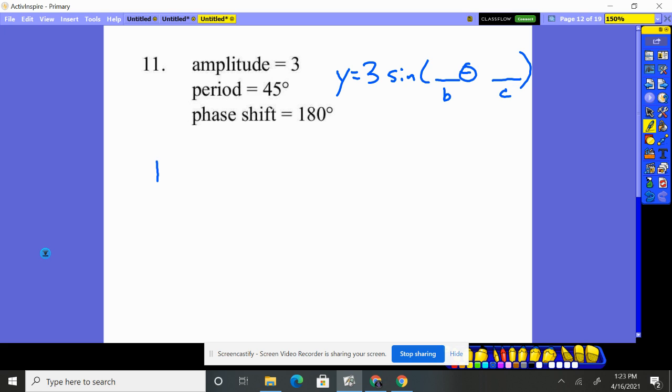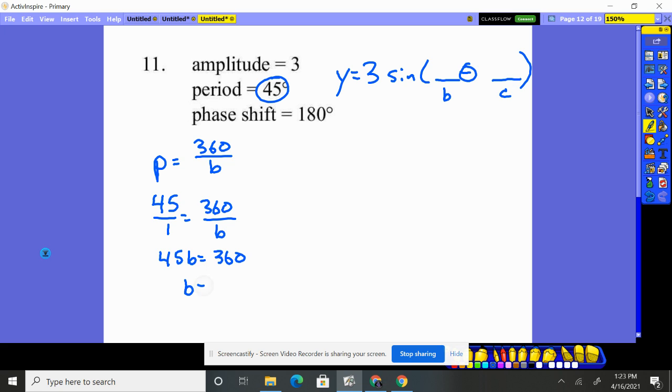Now, we know the period is simply 360 divided by the b value. It said the period is 45, so I have 45 equals 360 over the b value, which is what I'm trying to find. I can now cross multiply and divide by 45. That gives me 8.